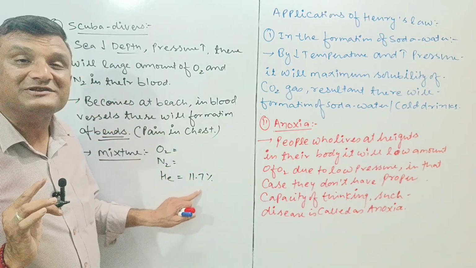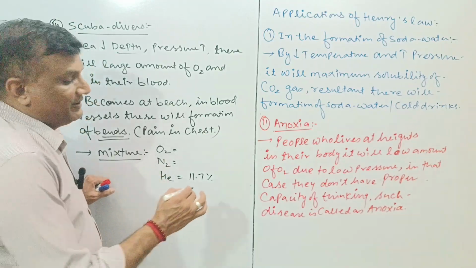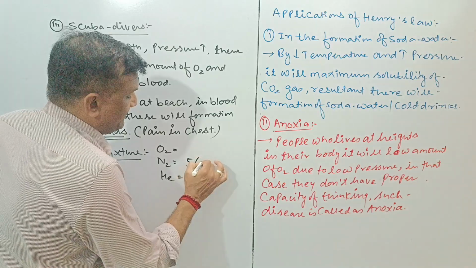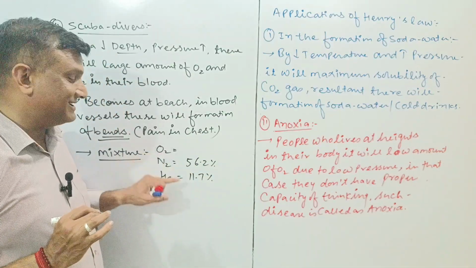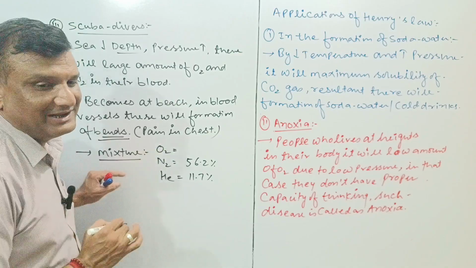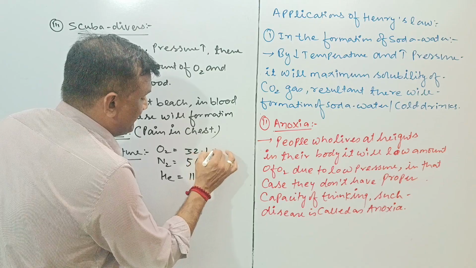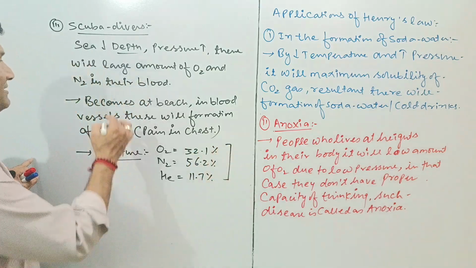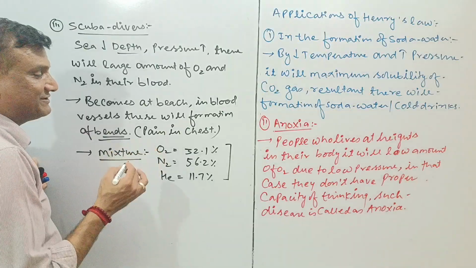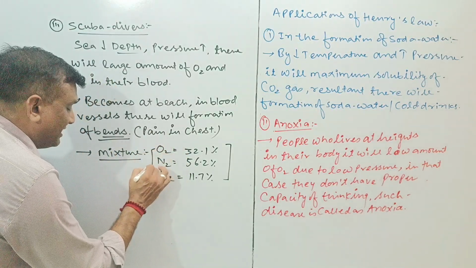Helium will be 11.7%. Just after that, helium will go with the N2, which is 56.2% as N2, and dioxygen, the rest, will be dioxygen. What is that? That is 32.1% as dioxygen. This mixture will be used in breathing or respiration in the cylinders, and it is also used in artificial breathing.